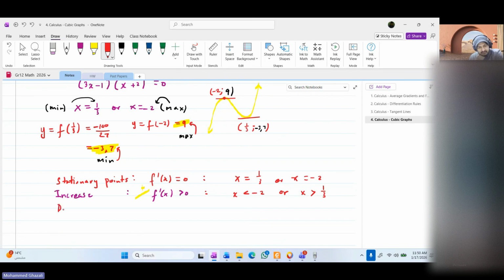When is it decreasing? It is decreasing when f prime x is less than 0. Okay. So you're looking for a graph when it is sloping down. So the graph is sloping down between negative 2 and 1/3. And you know, when you're writing interval notation or inequality notation, the smaller number goes on the left and the bigger number goes on the right. Okay, so that's my answer.